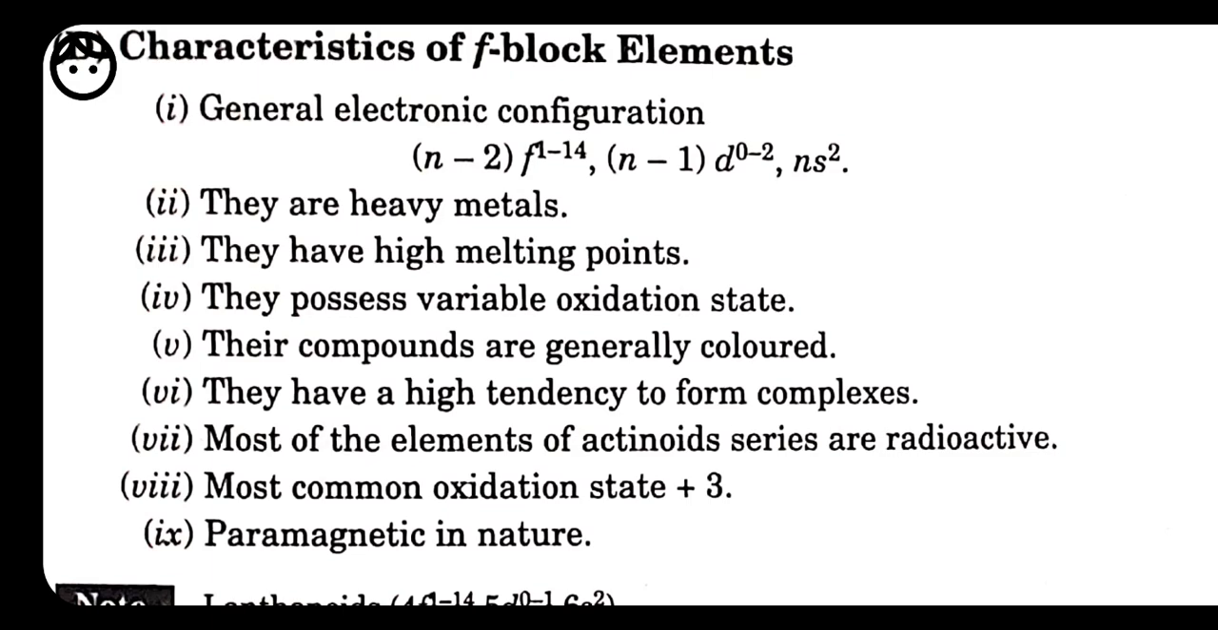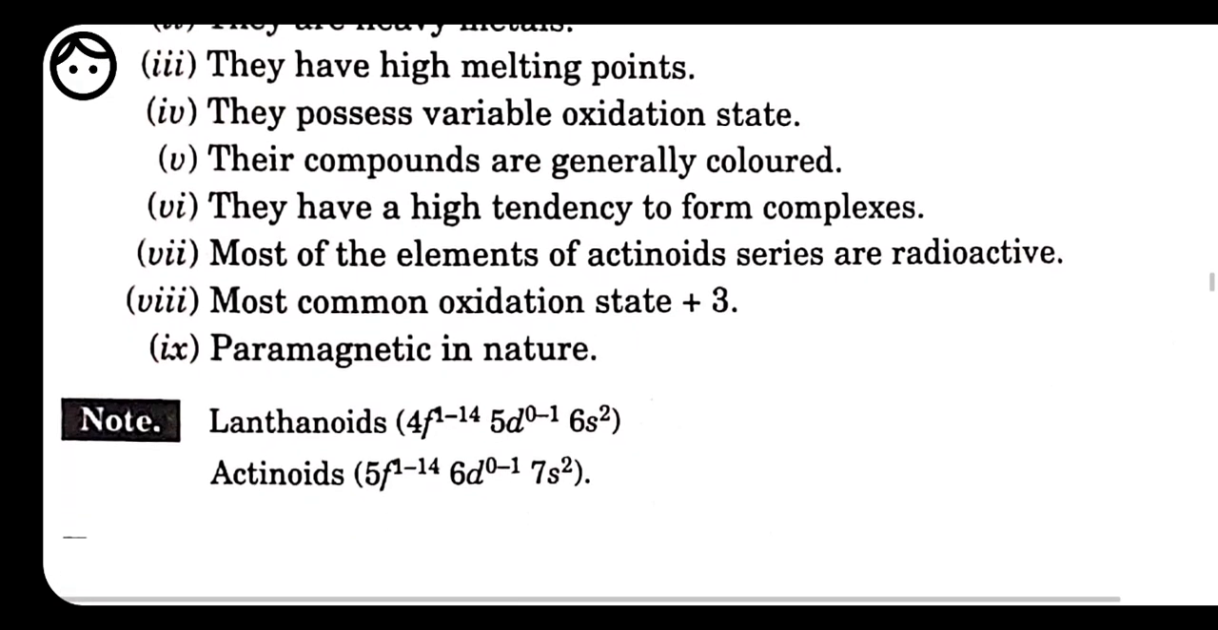Most of the elements of the actinoid series are radioactive. The most common oxidation state of this group is +3. They are mostly paramagnetic in nature. So these are all about the introduction of all the blocks, that is s, p, d and f. Now we have to start with the s block.